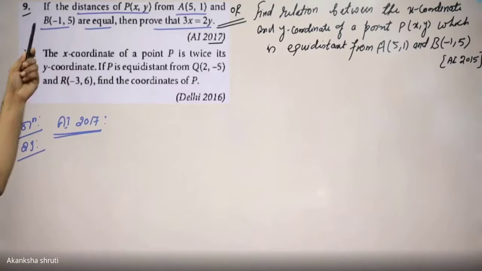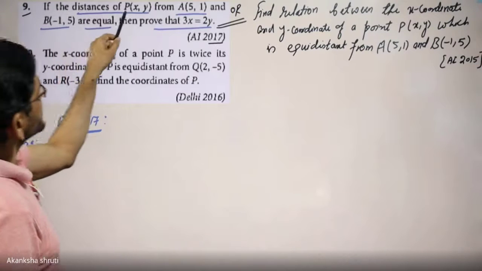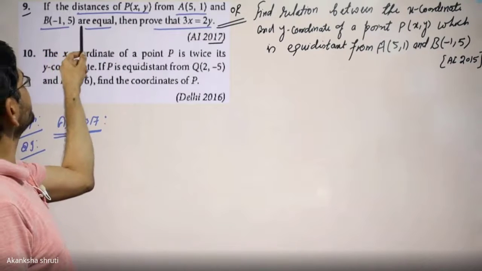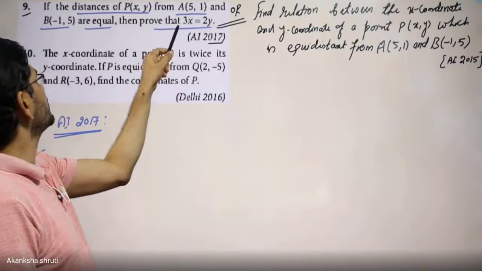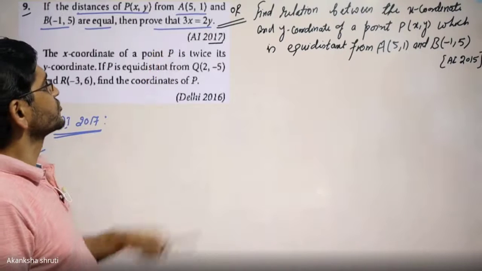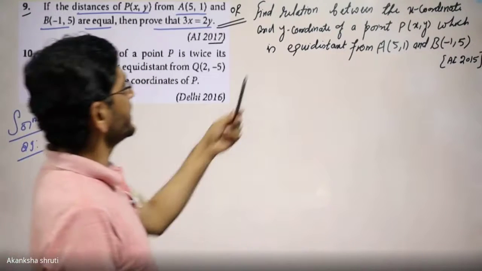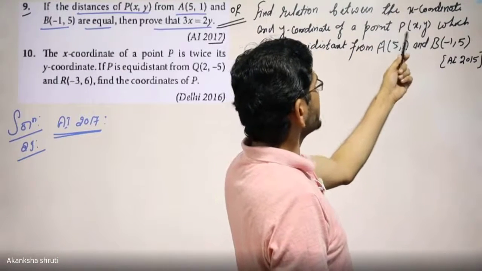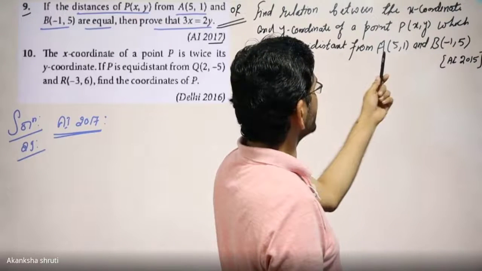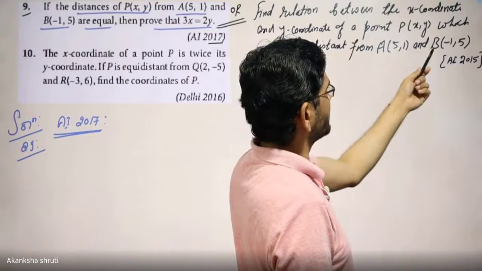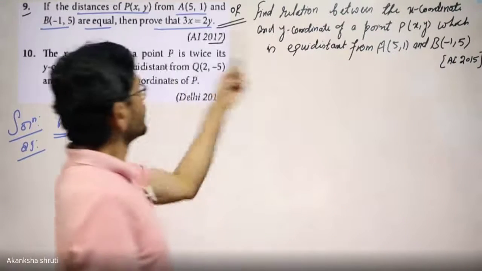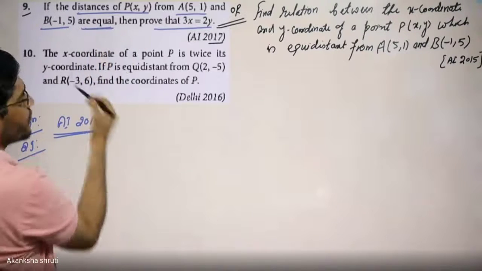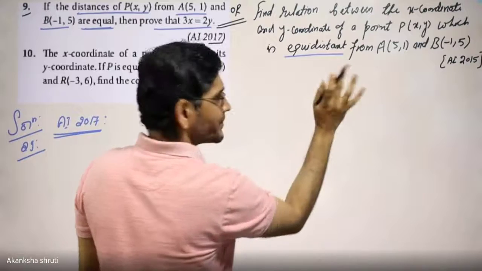Students, let us consider question number 9. If the distance of P(x, y) from A(5, 1) and B(-1, 5) are equal, then we have to prove that 3x = 2y. The same question was also asked like this: find the relation between x and y if the point P(x, y) is equidistant from the points A(5, 1) and B(-1, 5). Both questions are exactly the same. Whether it is told that the distances are equal or that it is equidistant, they mean the same thing.